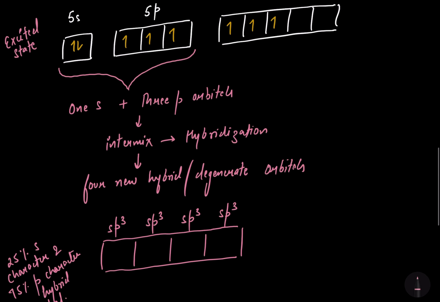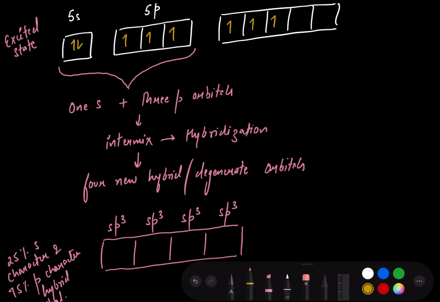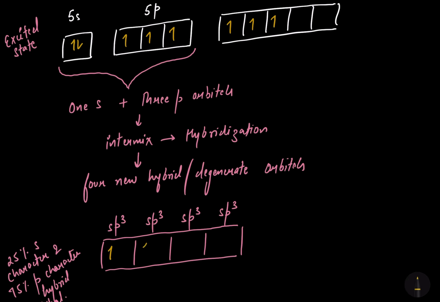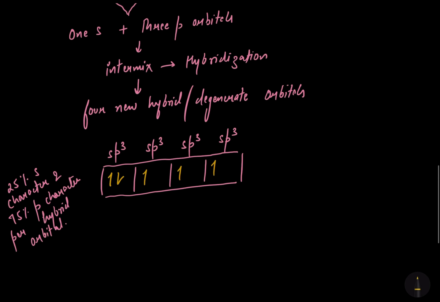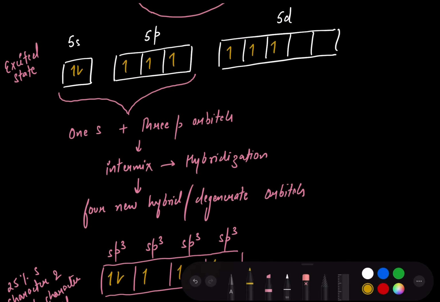Now, how many electrons do we have to fill? During the intermixing, we were having 2 electrons in 5s and 3 electrons in 5p. So in total we have to fill 5 electrons in the hybrid orbitals according to Hund's rule. So that's the first electron, second electron, third electron, fourth electron, and the fifth electron. After that, what are we left with? We are left with the 5d shell.